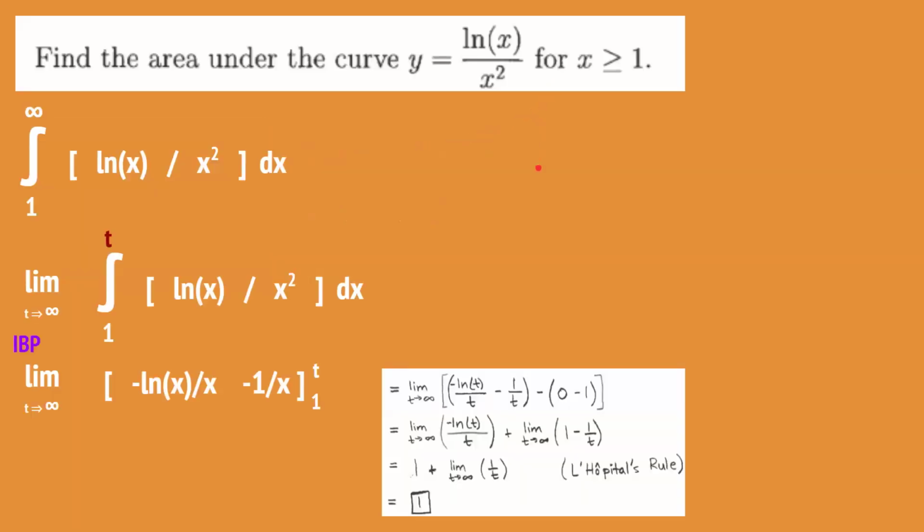Let's look at an example. Find the area under the curve for y equals ln of x divided by x squared for x greater than or equal to 1. So since it says area under the curve, we know that it would be an integral. And how do we choose the bounds? Since it says x greater than or equal to 1, we know that it goes from 1 to infinity. And here we go, I just typed that out. That's not very easy to type, so that's why it has to look like that instead.